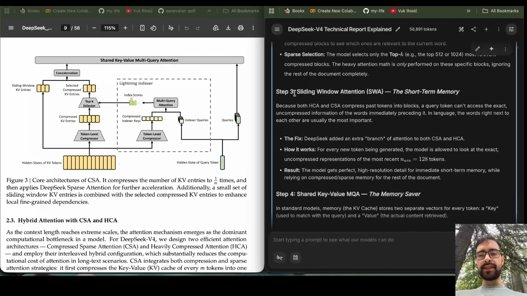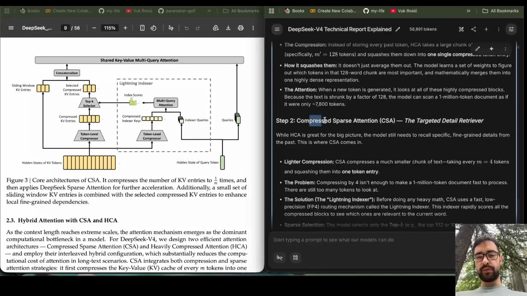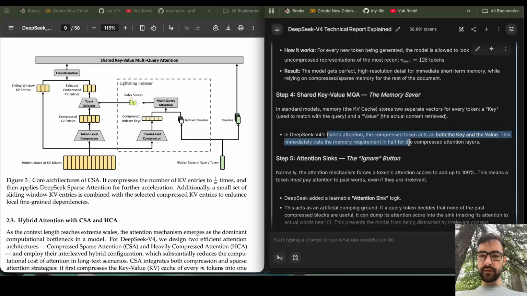And then sliding window attention is just for the exact, uncompressed details. It's just a few previous tokens, some window of tokens, 128 or 256 or whatever. And these are exact uncompressed tokens. Usually in language, the most recent words, the most recent tokens, are most important. So sliding window attention is added to both of these, compressed and heavily compressed attention.